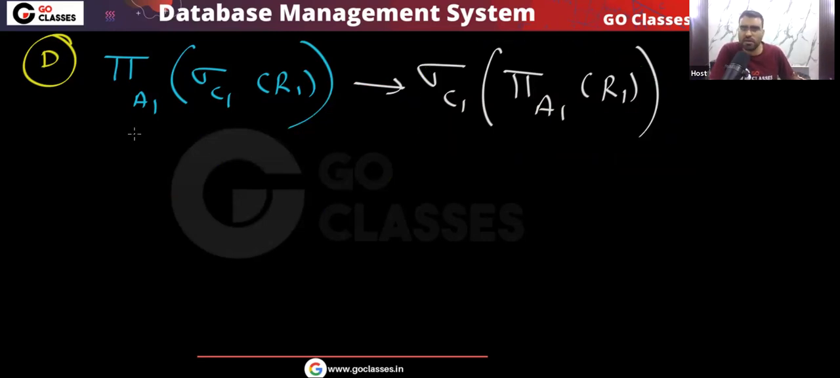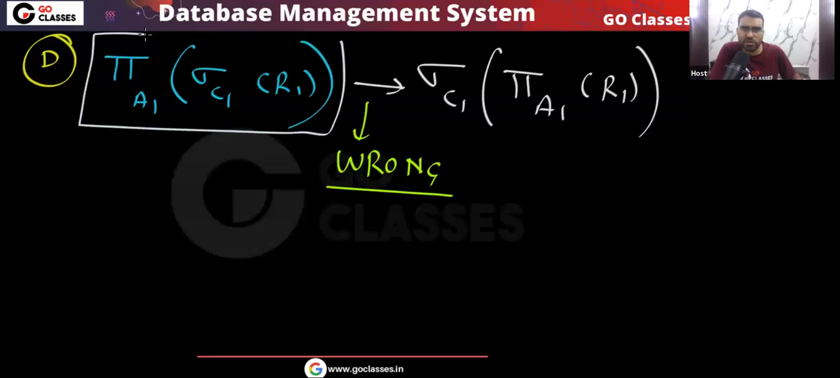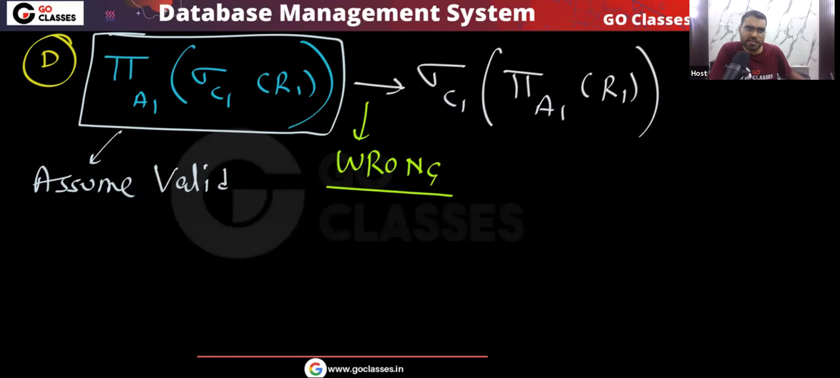Tell me. Again, this transformation is also wrong. Let me give you one condition. Look at this. Assume this is a valid query. If this is a valid query, can I say C1 will use attributes of A1 only? Tell me. Assume this is a valid query. Can I say C1 will use attributes of A1 only?